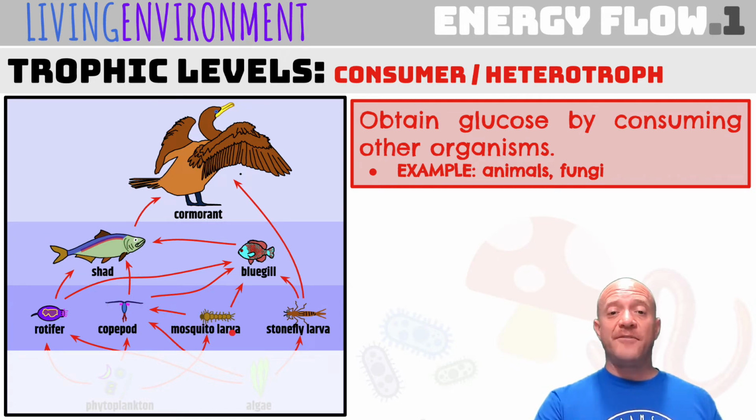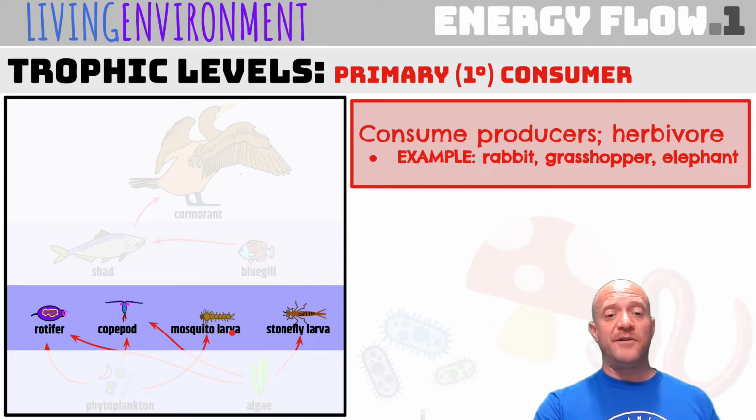Now within these levels, we have a primary consumer. Primary consumers directly consume producers. They are known as herbivores. Herb means plant, vor means to eat. They eat plants. Common examples, a rabbit, a grasshopper, and an elephant.